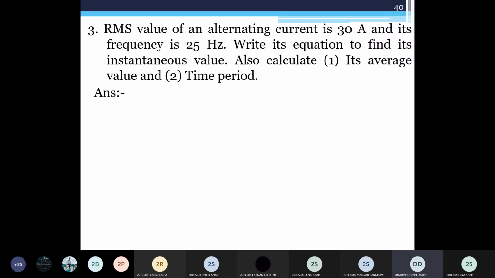RMS value of current is given, 30 ampere. Frequency is given, f is equal to 25 hertz. So how to write this equation of current? Instantaneous value of this current i. Then find out its average value and time period.